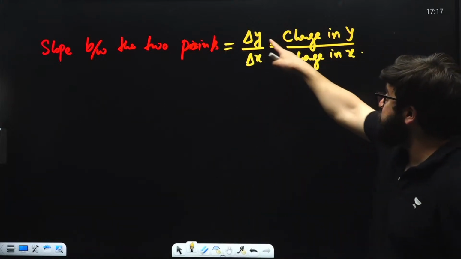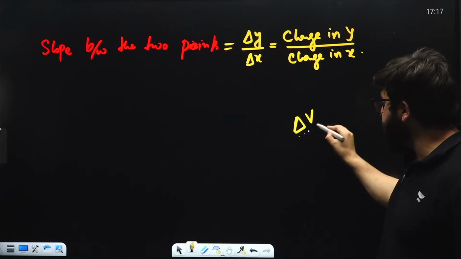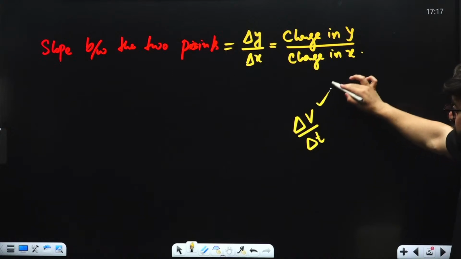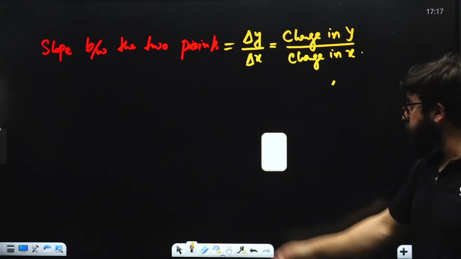My dear friends, this delta y means change in y. If, let's suppose, I say delta v divided by delta t, what does it mean? It means change in velocity upon change in time. Change in velocity upon change in time.